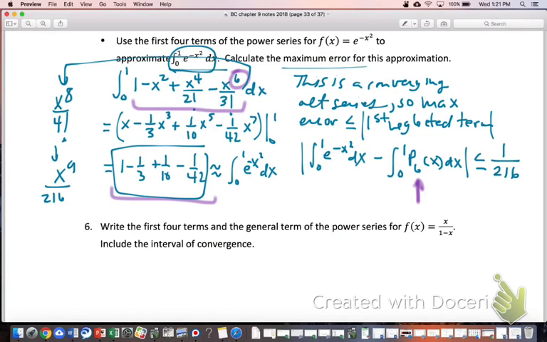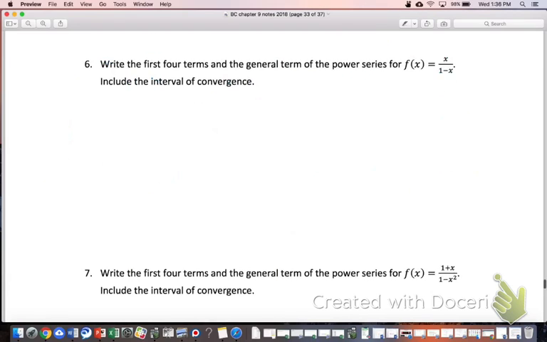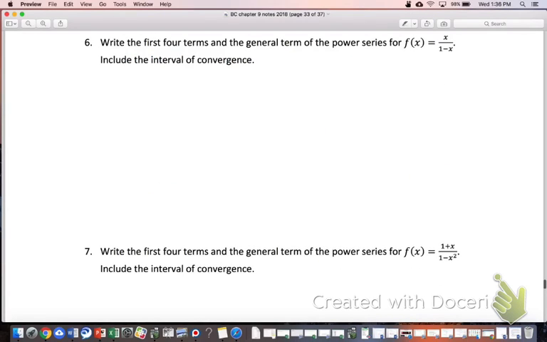Okay. So, take a look at number 6. Maya, you can breathe a sigh of relief. Check it out. Number 6 says, find the first 4 terms and the general term for the power series f of x equals that. Include the interval of convergence. So same directions, but this should spur somewhat different thinking than what we've been using up to this point. So please do check that one out.